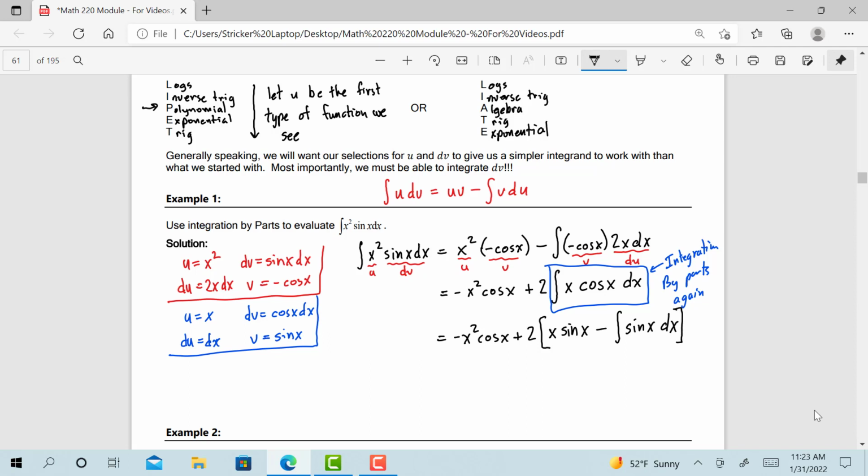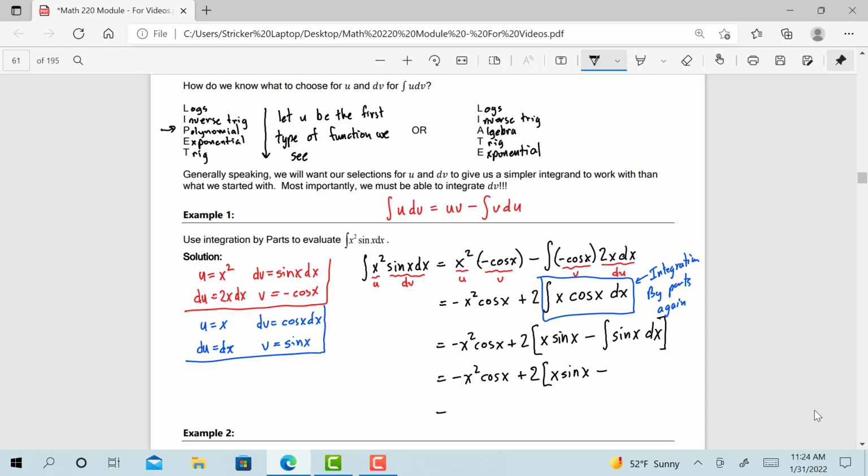And now, notice our new integral is something that's just a single function. So integration by parts worked out the way we wanted it to. I'm going to go ahead and integrate that. So we have minus x squared times the cosine of x plus 2 times x sine x minus the antiderivative of sine, which is negative cosine x. And we have our constant of integration on the end here.